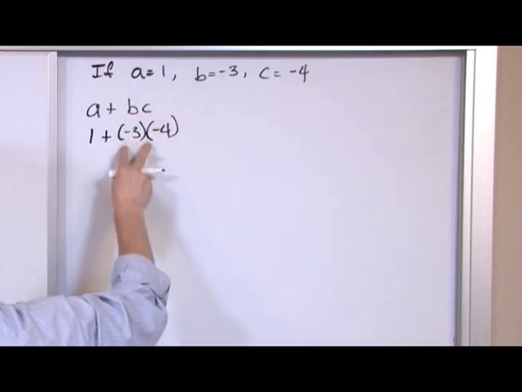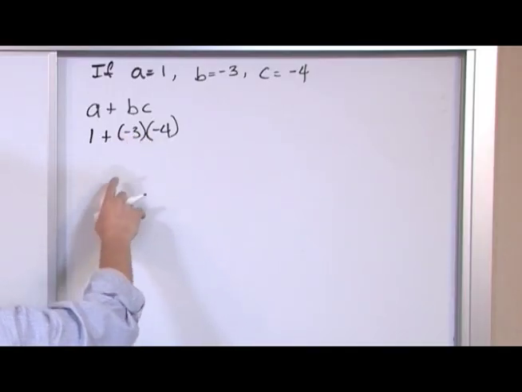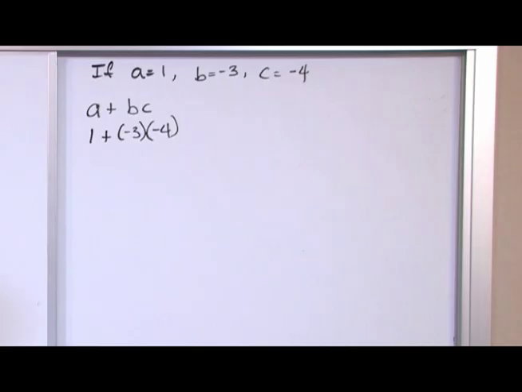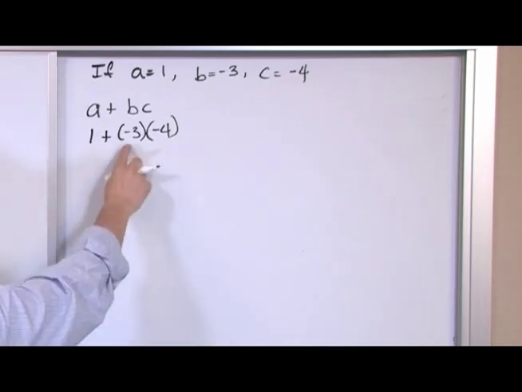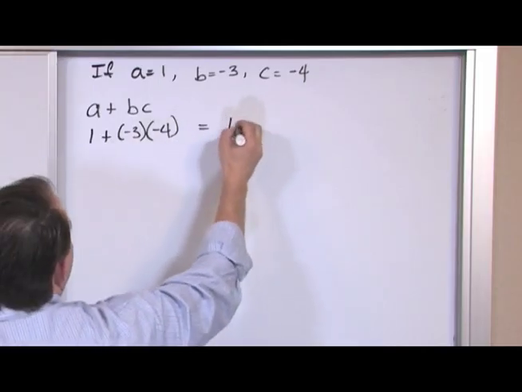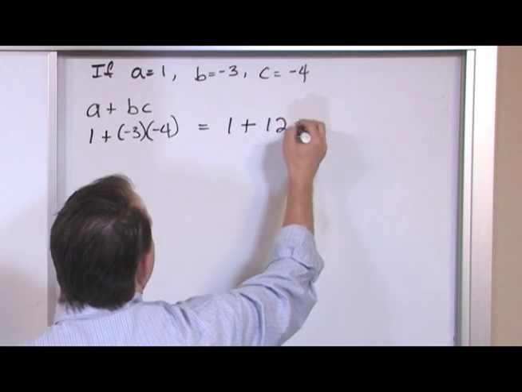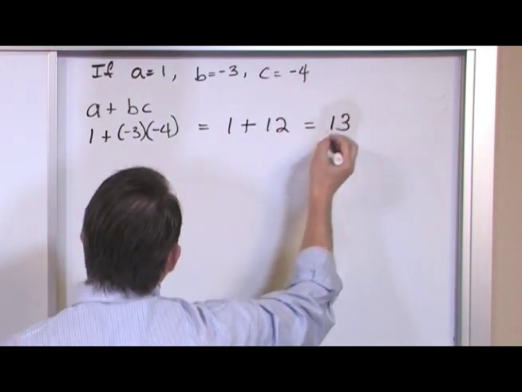I put them in parentheses because these negative signs can get confusing. If you don't put parentheses there, you might not know if it's subtracted or if it's multiplied. So when you look at this, you see you've got a multiplication going on here, and in addition, the multiplication is always going to come first. So you have 1 plus negative 3 times negative 4 is positive 12. And of course, you can do this addition and get 13. That's the answer.